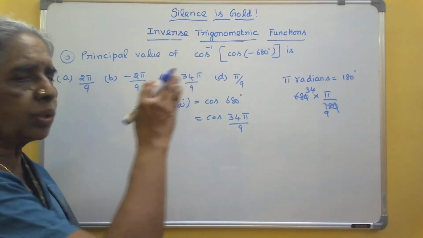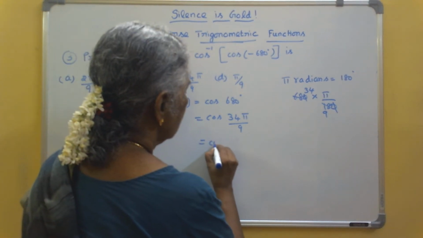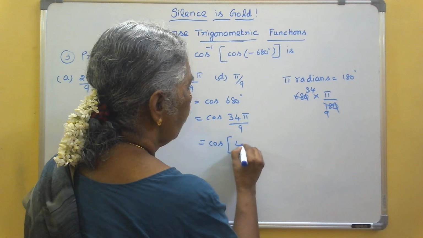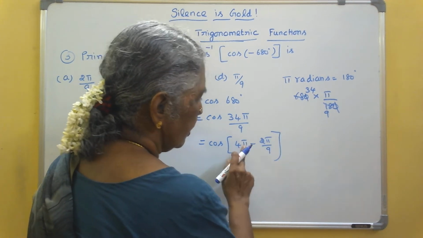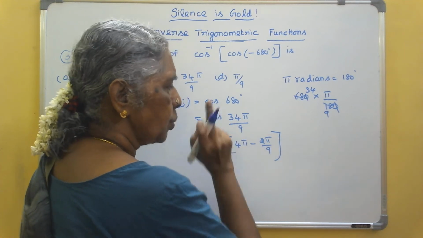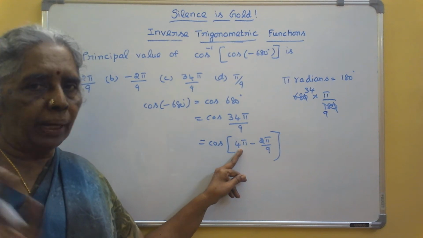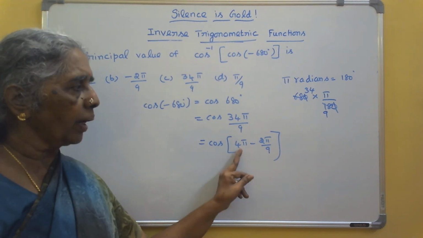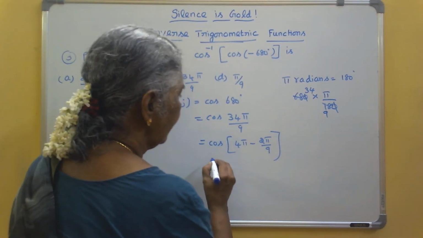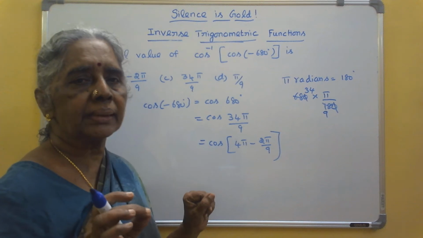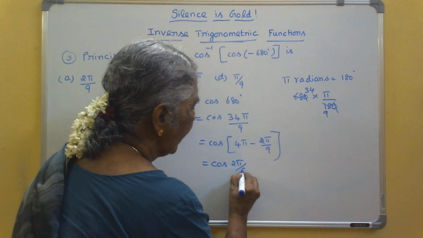So, now it becomes to the previous model what we did. So, now I can write this as cos of 4 pi minus 2 pi by 9. So, you will get 36 minus 2, 34 pi. Okay. So, now as I told you, multiple of 2 pi. So, it is again like fourth quadrant, 2 pi minus theta like that. Okay. 2n pi minus theta. So, I will be getting in the fourth quadrant cos theta is positive. So, I will be getting cos 2 pi by 9.